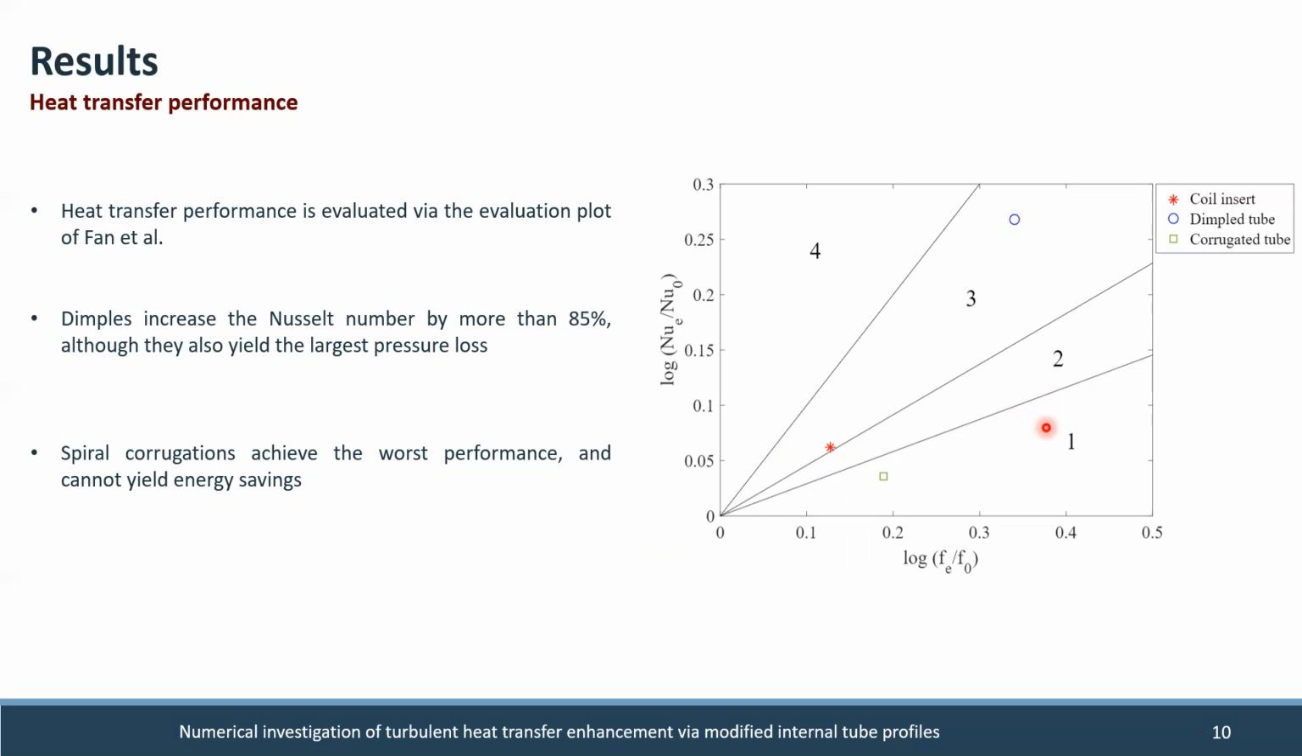The simulation of the gas flow inside the spirally corrugated tube reveals that this method cannot improve the heat transfer considerably and efficiently. As you can see, it's in region 1, and the Nusselt number ratio is very low. The heat transfer performance of this case is within region 1, manifesting that using this tube for increasing the heat transfer of the simulated turbulent convective flow doesn't save energy.